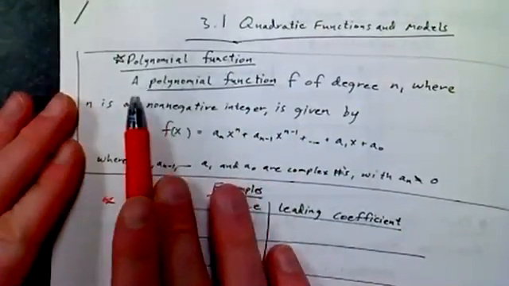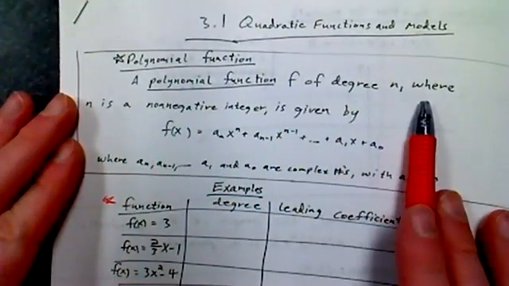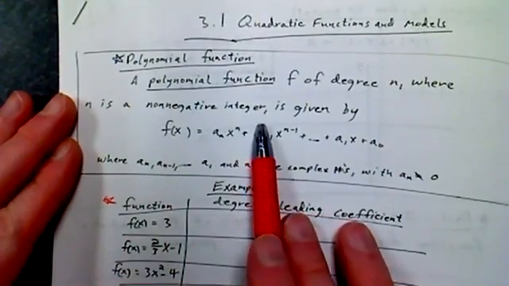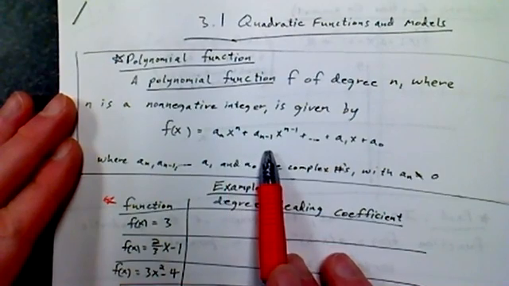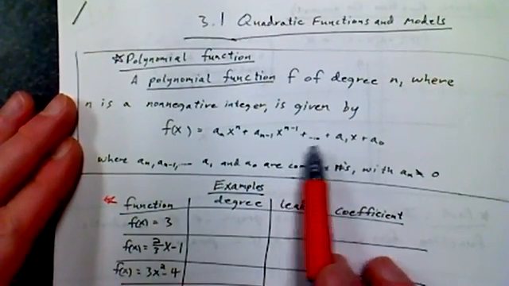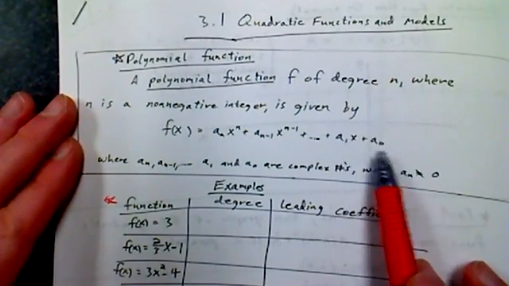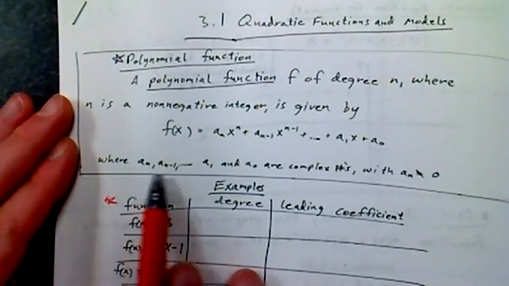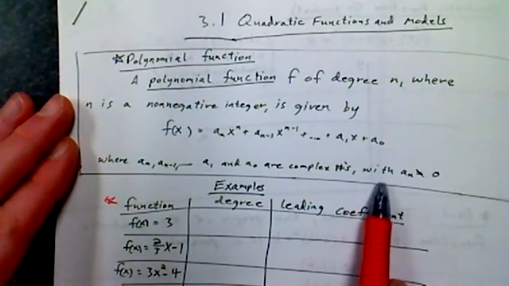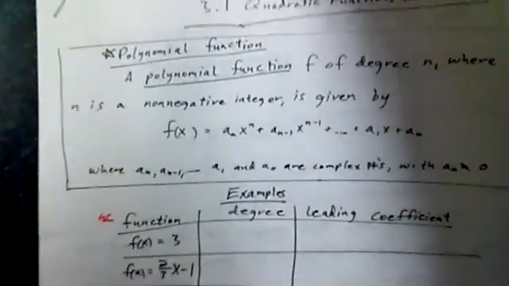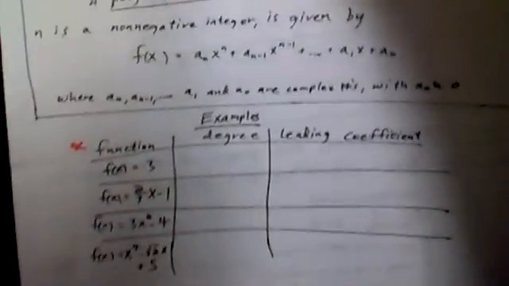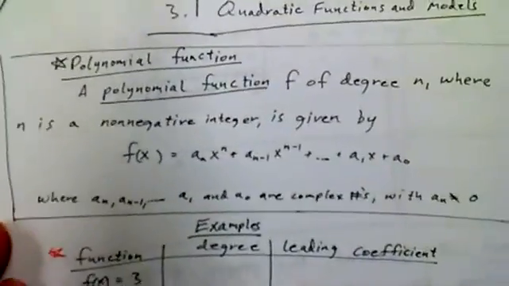So a polynomial function f of degree n, where n is a non-negative integer, is given by f of x equals a sub n x to the n plus a sub n minus 1 x to the n minus 1 plus all the way down to a sub 1 x plus a sub 0, where a sub n through a sub 0 are complex numbers with a sub n not equal to 0. Now that may look a little confusing, but the thing to realize here is that these are just numbers, okay?